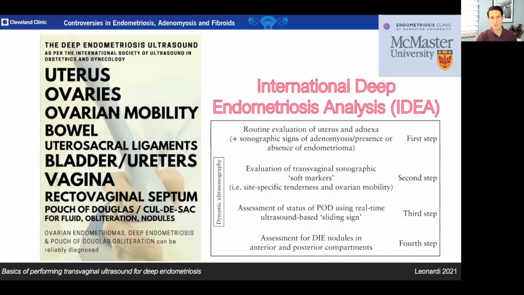The International Deep Endometriosis Analysis group, IDEA, is really the group that has been driving this agenda. A few years ago, they published a landmark study that allowed us to standardize our approach to ultrasound with respect to how we do it, how we measure lesions, and how we call lesions. This is their dynamic four-step approach that is listed here.